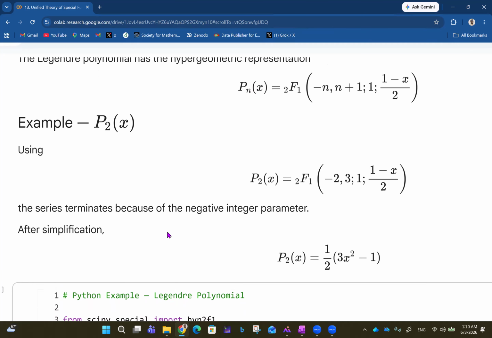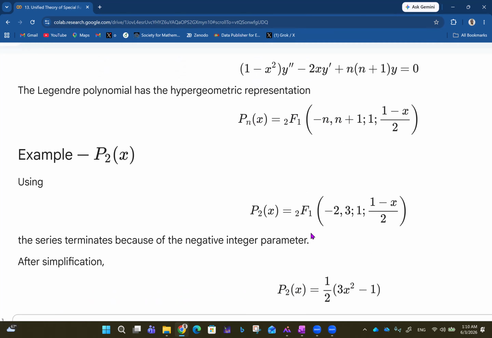So a very good example of that would be using P2 of x, which is 2F1 of (minus 2 comma 3 semicolon 1 semicolon 1 minus x over 2). The series terminates because of the negative parameter. So because of this negative parameter, the series terminates at order 2. So after simplification, you just end up getting P2 of x, which is the classical second order Legendre polynomial: 1 over 2, 3x squared minus 1.